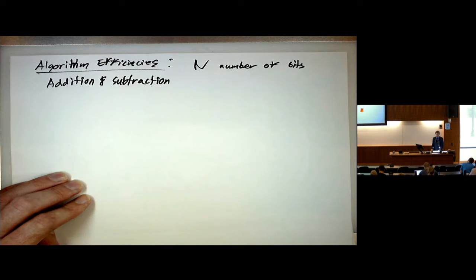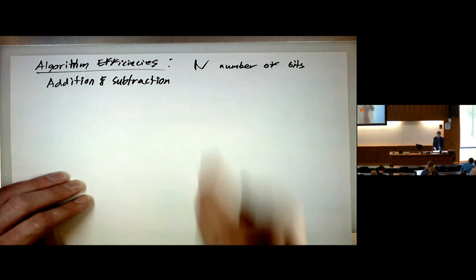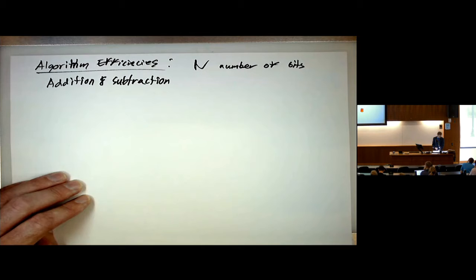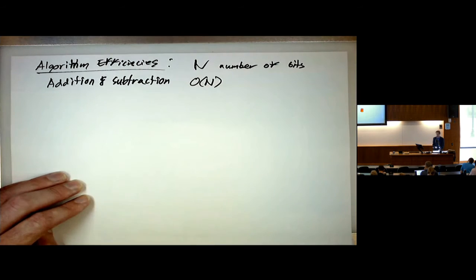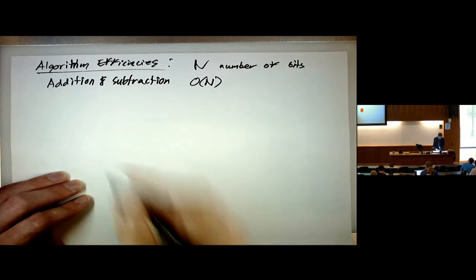Each small number operation, and by small number I mean less than 32 bits, on a computer takes, you can imagine, a bounded amount of time. So if you count the number of small number operations and how that grows with n, then you get the right asymptotic. So we get O(n) for addition and subtraction, which is not surprising at all.